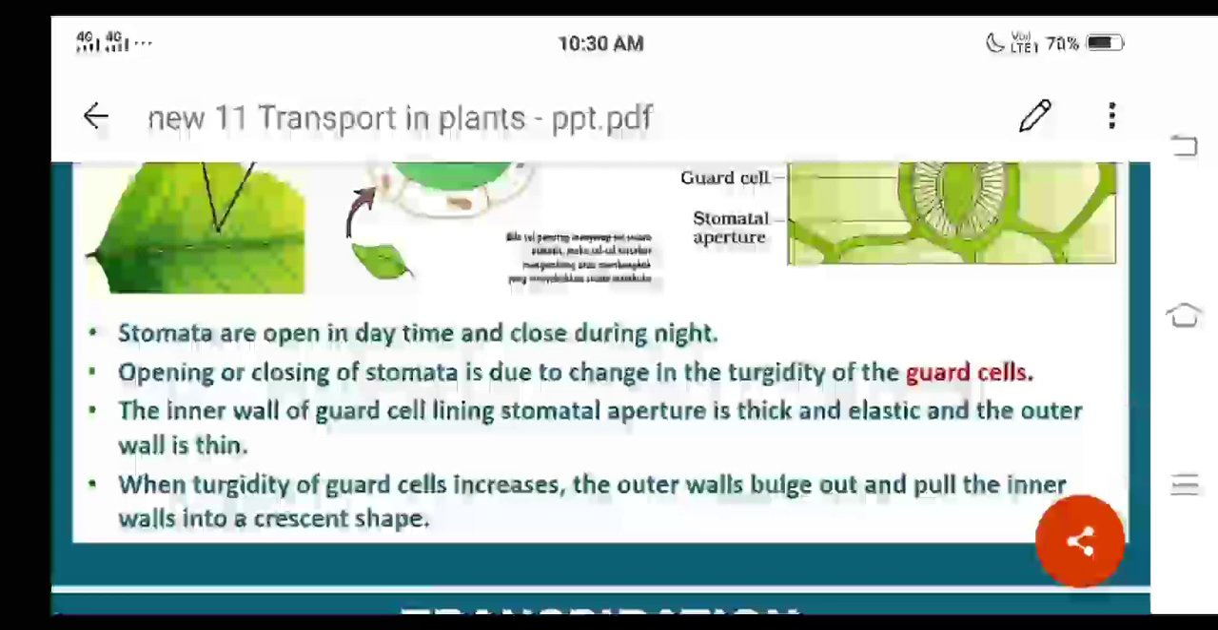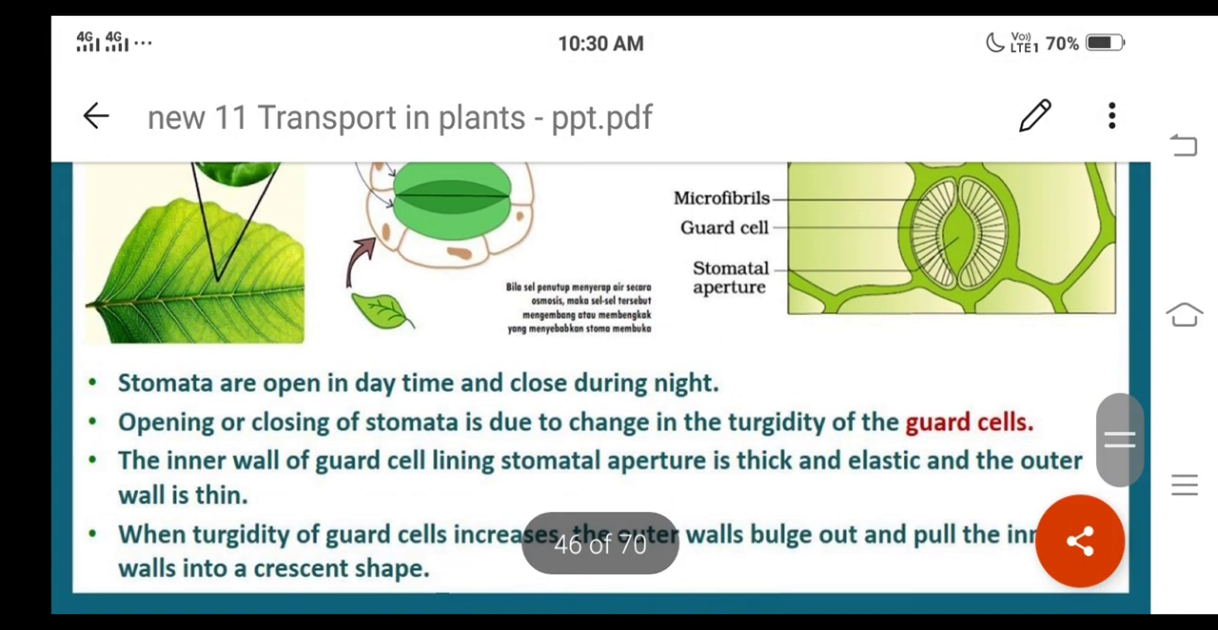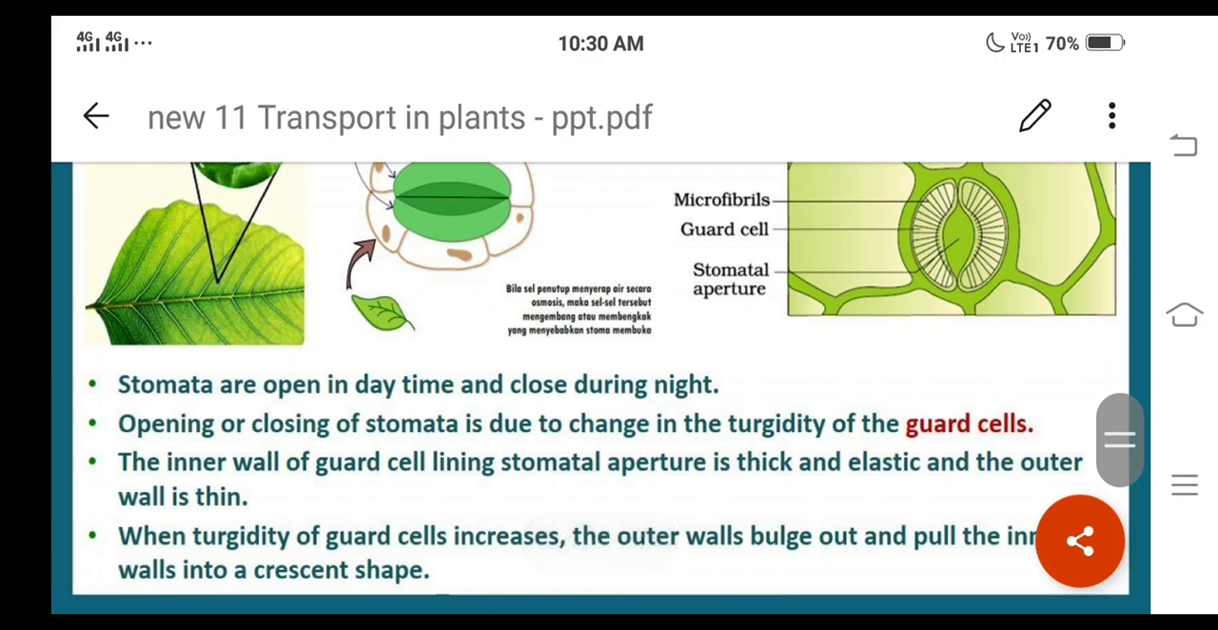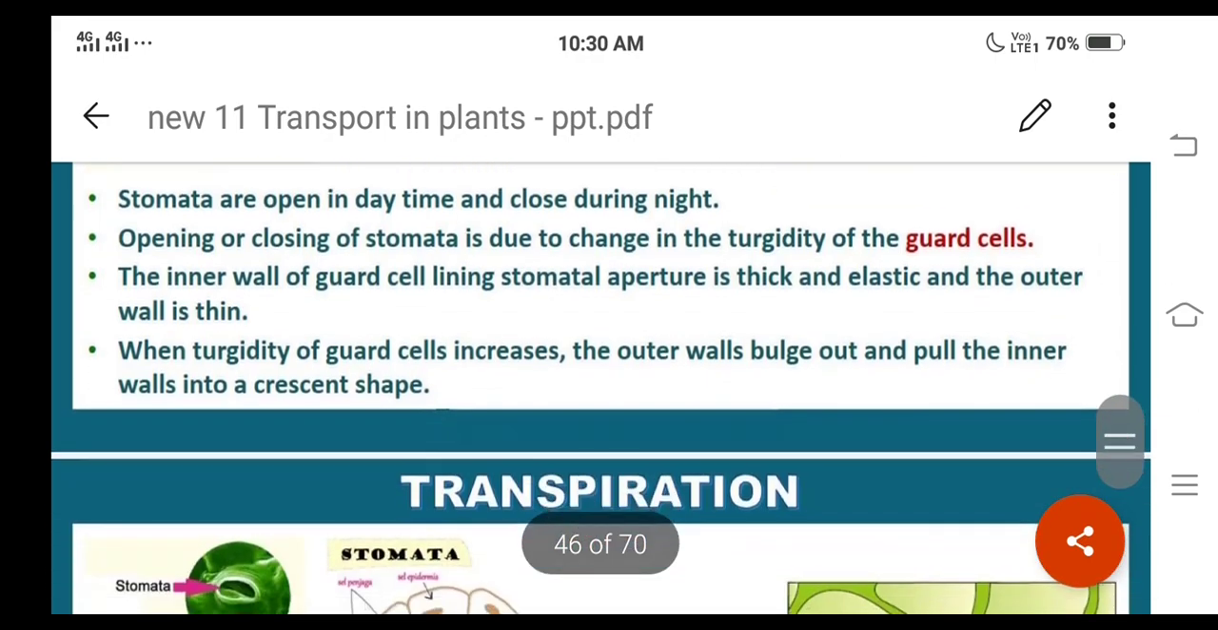What is the meaning of crescent shape here? You can observe the diagram here. The inner walls of the guard cells will become half moon shaped structures, so we call it the crescent shape, right? When turgidity of guard cells increases, the outer walls bulge out and pull the inner walls into a crescent shape, right?